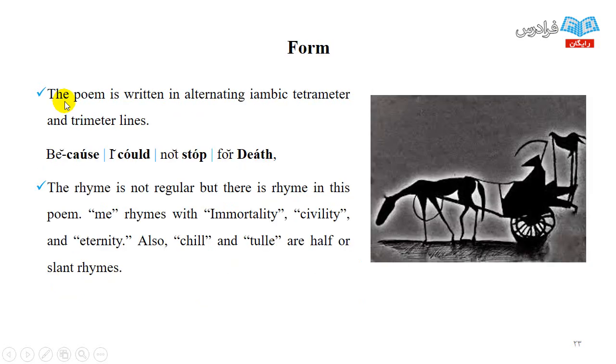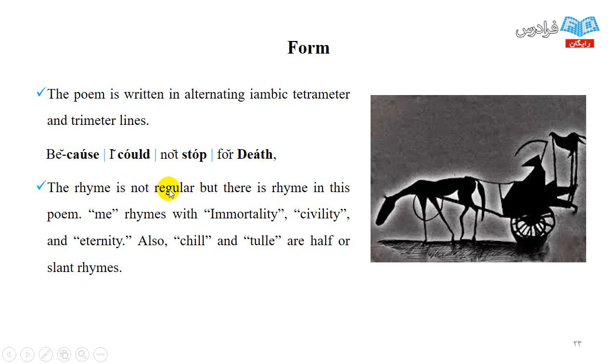This poem is written in alternating iambic tetrameter and trimeter lines. As you can see here, the first line, because I could not stop for death, is an iambic tetrameter. The vertical lines here mark the feet, since there are 1, 2, 3, and 4 feet. In this line, it is called iambic tetrameter. The first and the third lines of each stanza are iambic tetrameter, and the second and the fourth lines are iambic trimeter, because they have 3 feet in each line.